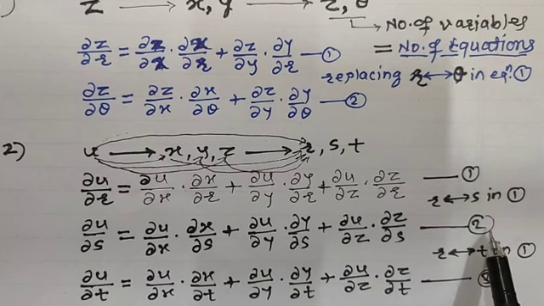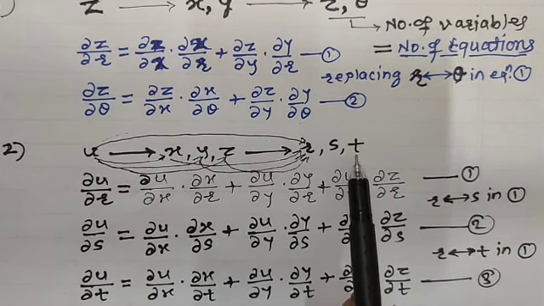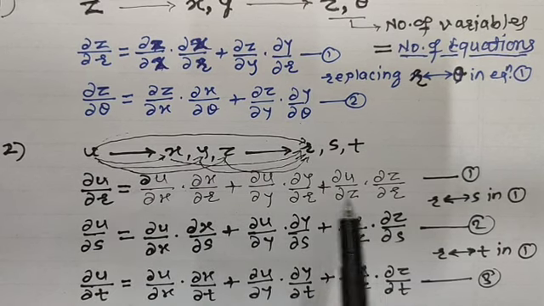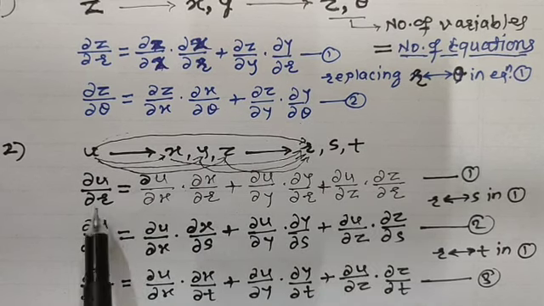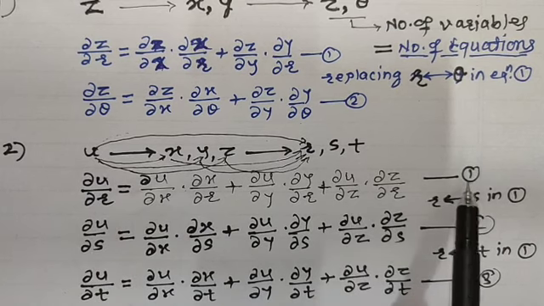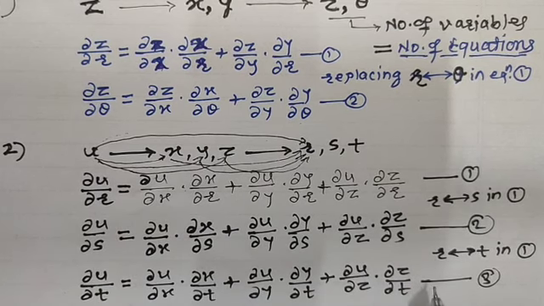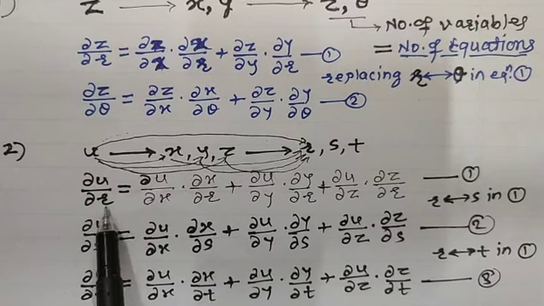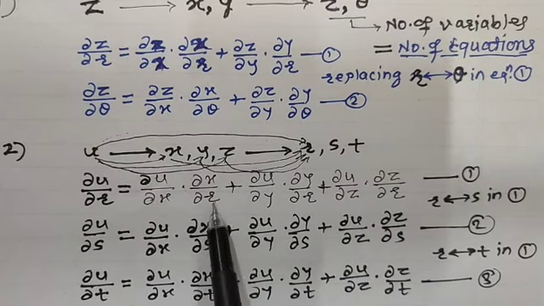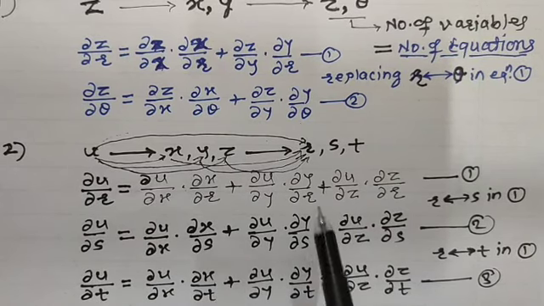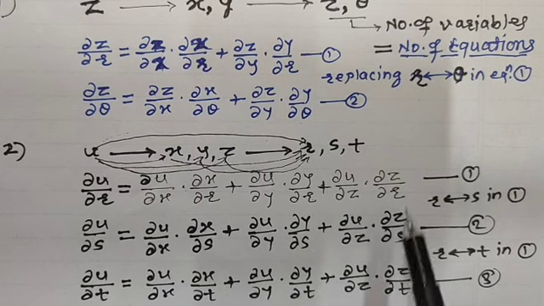Again, to get the third equation, replace r by t on both sides of equation number 1. That gives equation number 3. That is, r is replaced by t here, here, in the second term, and in the third term also.